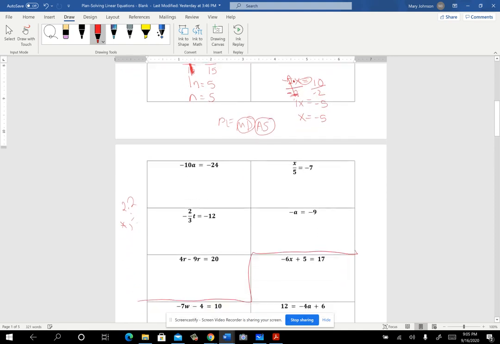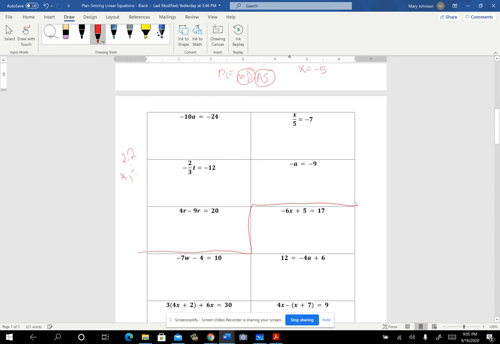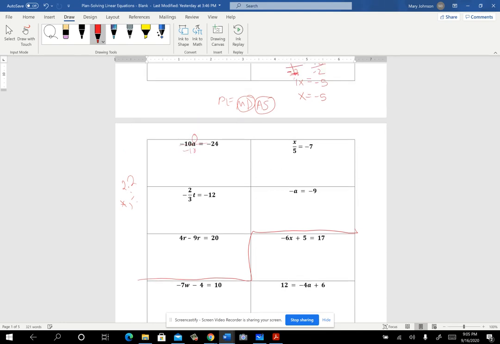Here's another one, just with different signs happening. Here I have negative 10 times a. Trying to undo that, you focus on where the variable is. That's what your goal is, to get that by itself. So I need to get rid of the negative 10. All right, and that just reminds me, let me back up a minute.